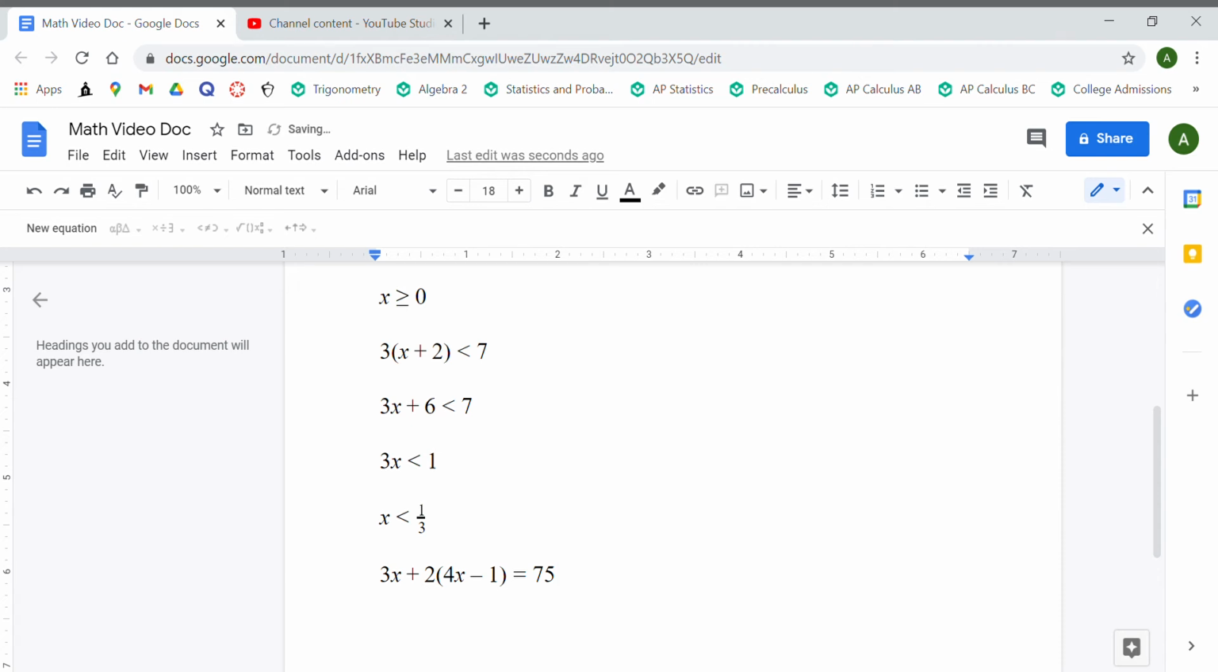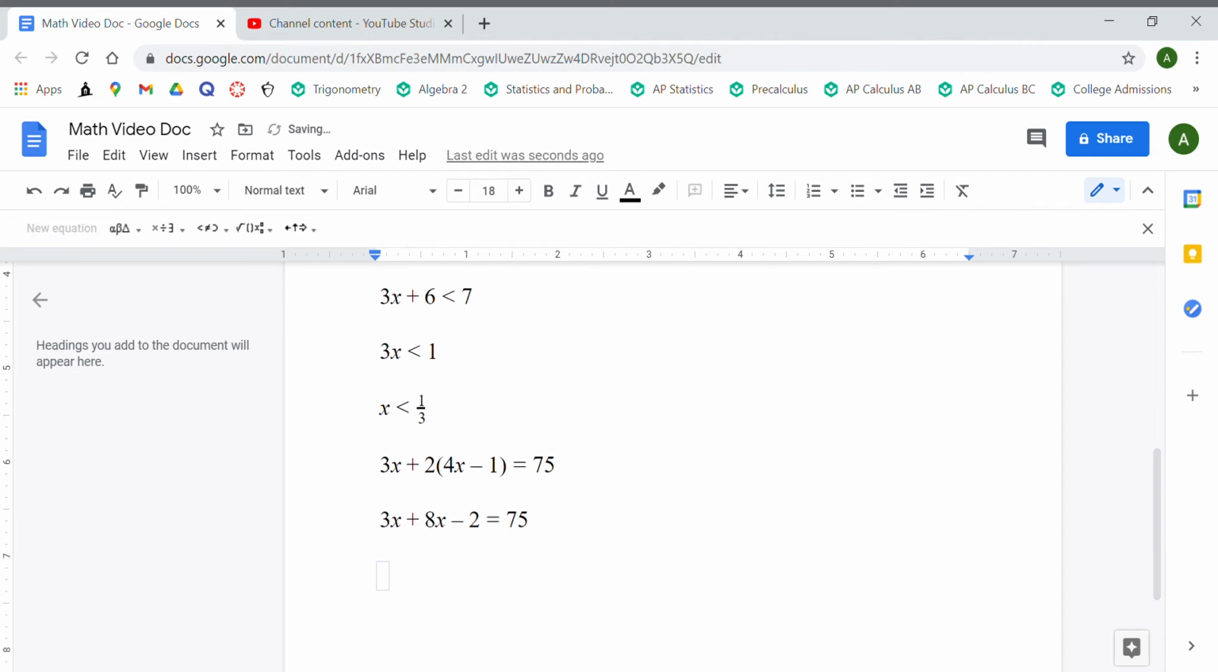Okay? You ready to solve? Alright, so we're using the distributive property again, so we're going to set 3x to the side here. 2 times 4x equals 8x. 2 times negative 1, because it's a subtraction sign, we have negative 2, minus 2 equals 75. Big mistake. Sorry, guys. I should probably add a greater than or equal to sign here.